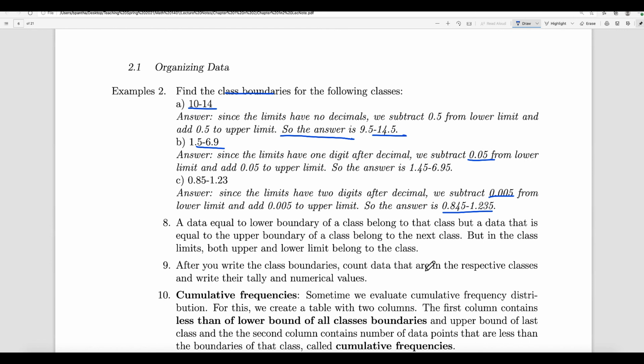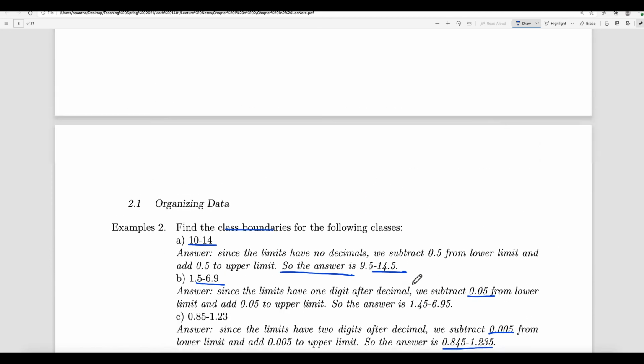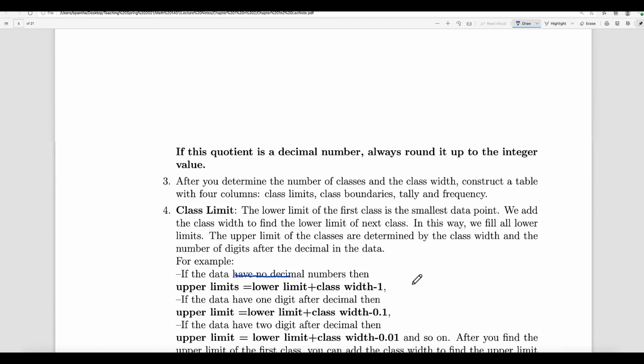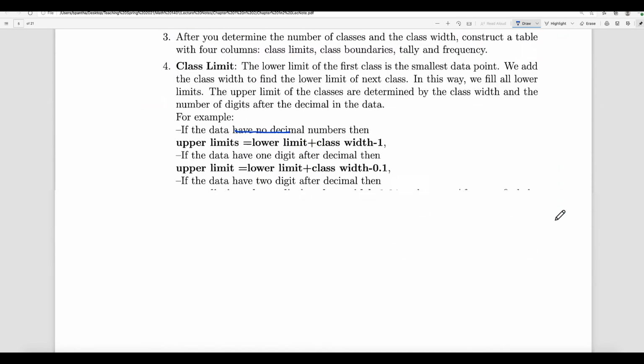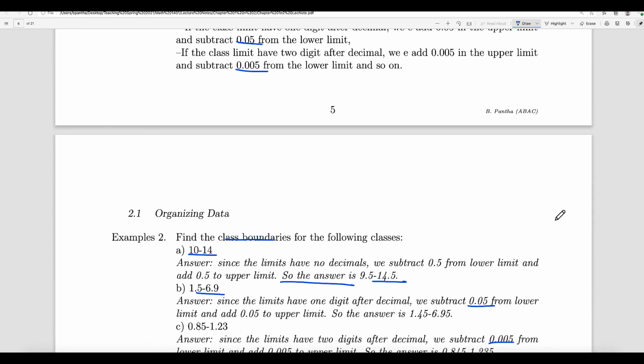After you write the class boundaries, count the data that are in the respective classes and write their tally and numerical values. That's what we did, right? So after you write the class limits or class boundaries, you count how many data fall in that class and then write down the tally and the corresponding number in the frequency. That is how you make the frequency distribution table for the quantitative, numerical data.